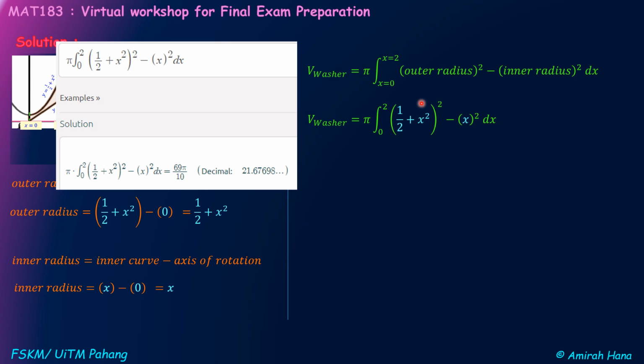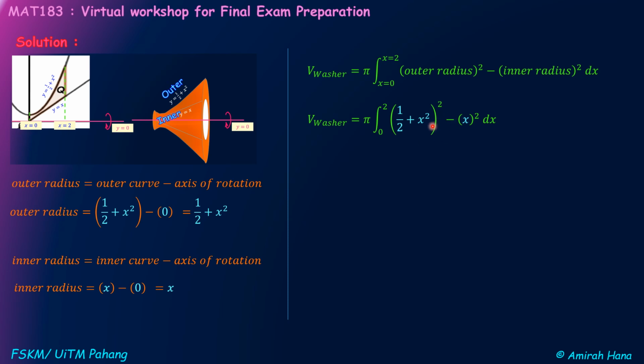Okay, here I want to share something when I mark the student scripts. Normally students make a mistake, they put the minus inside this bracket. Meaning outer radius minus inner radius, and then only square. That is a common mistake. It should be separated: power 2, and then minus power 2 again. So you must be careful, okay? Because that's a common mistake. Alright?